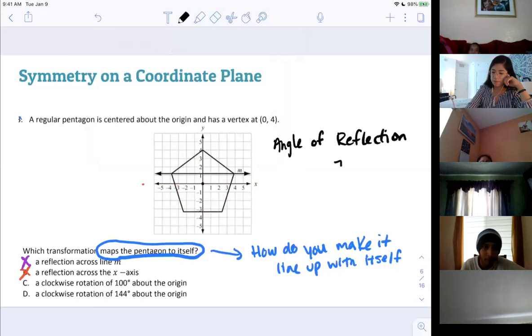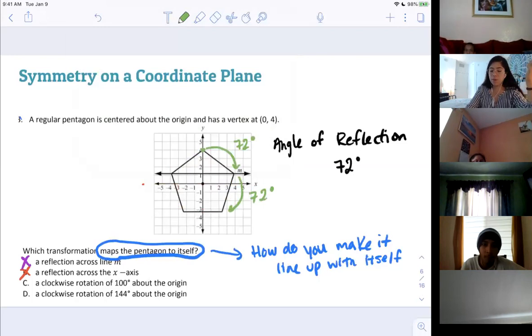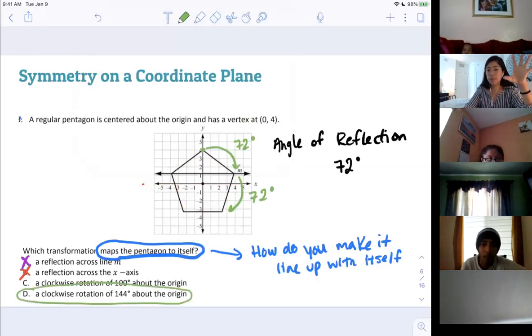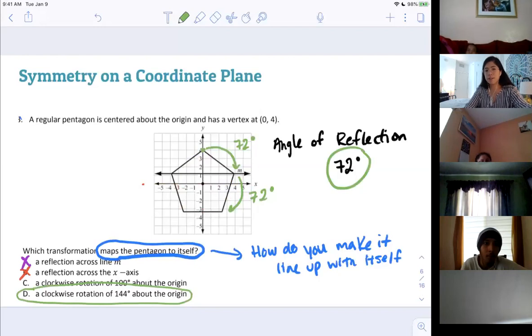72 degrees, right? So if I turn it once, 72 degrees, I line up, right? But I could do it again. If I do it one more time, 72 degrees, it would line up again. So how many total degrees would that be if I did it twice? 144, exactly. So that's why answer choice D would be the right choice, because you can rotate it more than once, but it has to be a multiple of 72. Otherwise it's not going to line up.